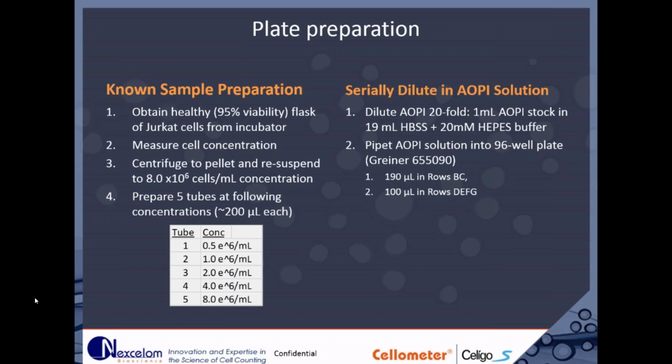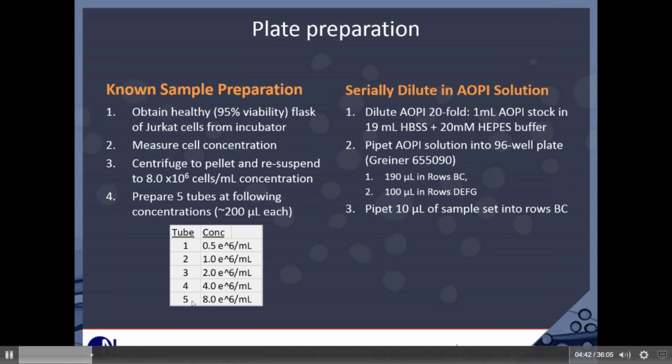So this is basically just your diluted AOPI solution, and then you're going to put in your sample set. Note, you're only going to pipette 10 microliters of the sample sets in those tubes 1 through 5, and you're going to put 10 microliters of that sample into rows B and C. So this is going to be just a very small amount that goes into the top rows B and C of that AOPI solution. And then you're going to serial dilute.